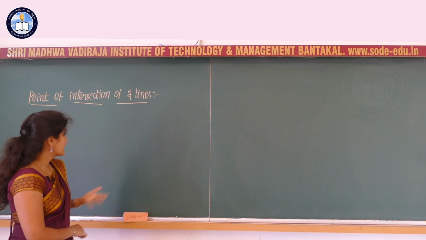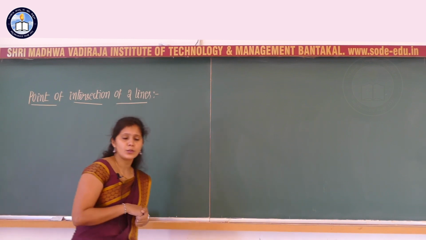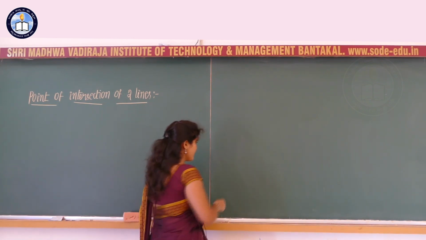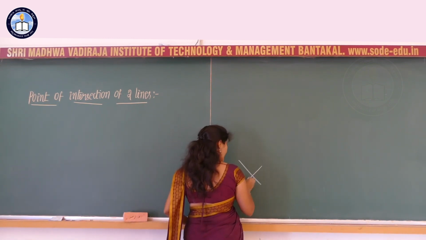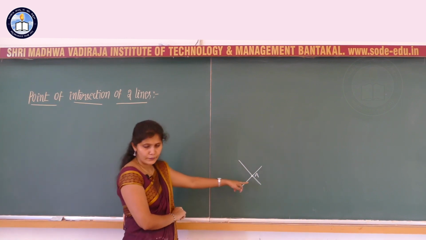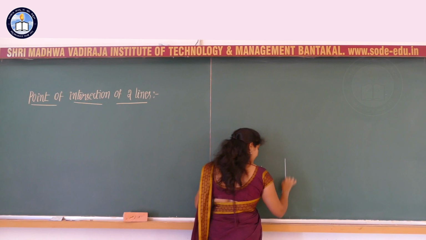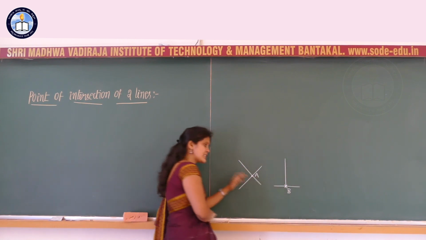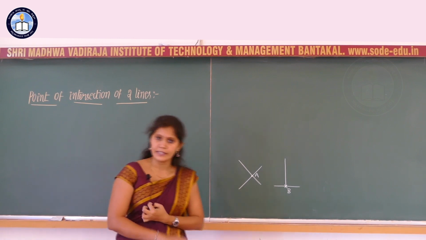Now let us consider the point of intersection of two lines. If two lines are given, how to find the point of intersection? What is meant by the point of intersection? If you are considering these two lines, then this point A I can write as the point of intersection. Or if you have lines of this pattern, then this point B is considered the point of intersection.